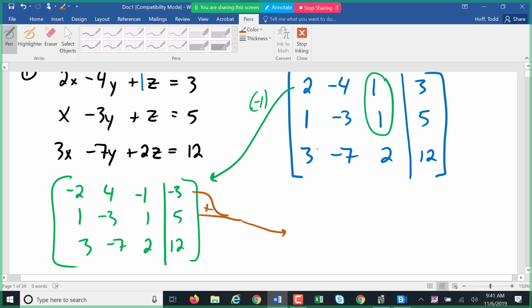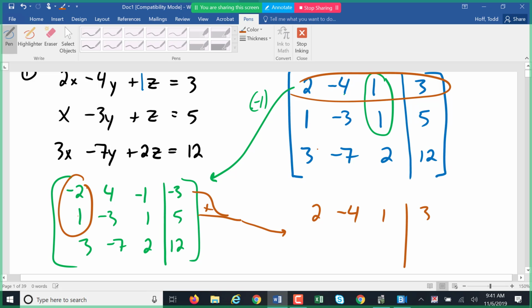Now for the top row, I'm going to go back to what I had originally up here: 2, -4, 1, and 3. For the second row, I'm going to combine them over here. So I got -2 and 1 makes -1. 4 and -3 makes +1. -1 and +1 makes 0. -3 and 5 makes +2. Then the bottom row isn't going to change.